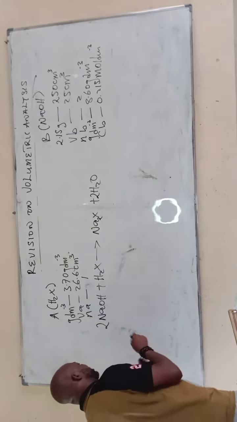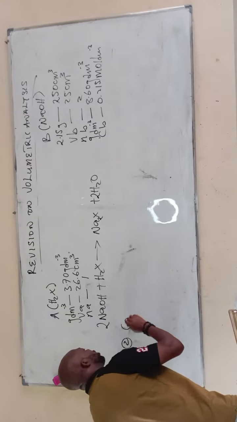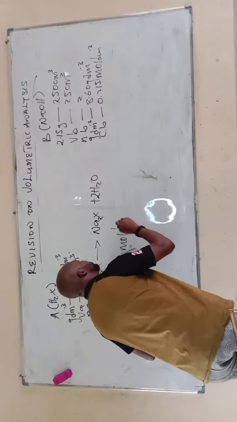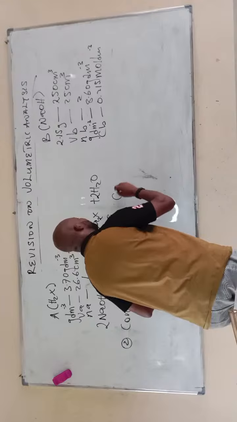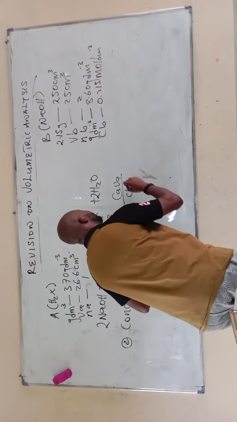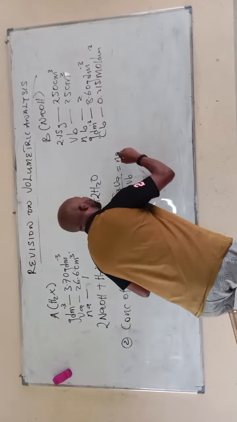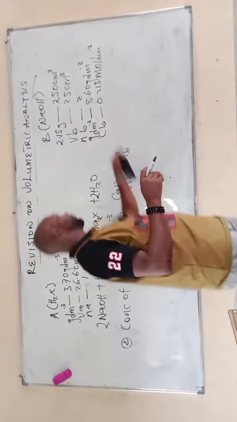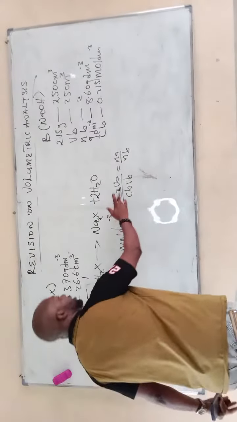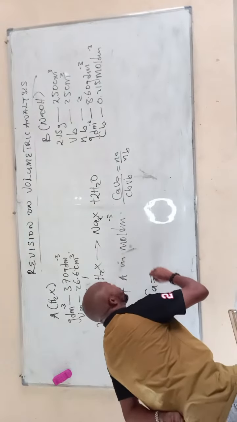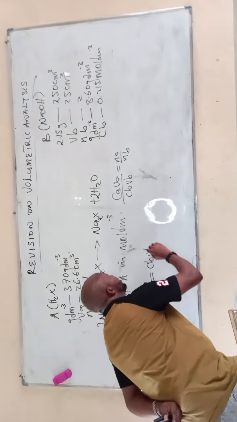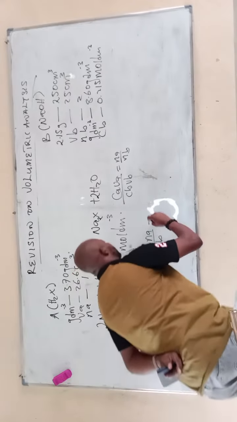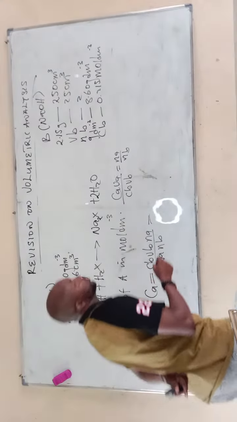So for CA, that's 2 now. For me to get the concentration of A in mole per dm3, I'll definitely use the formula CAVA over CBVB is equal to NA over NB. Why? Because the concentration of the base is already gotten. So if I do this, let's see what we get. I want to make CA the subject. So my CA is equals to CBVBNA over VANB.